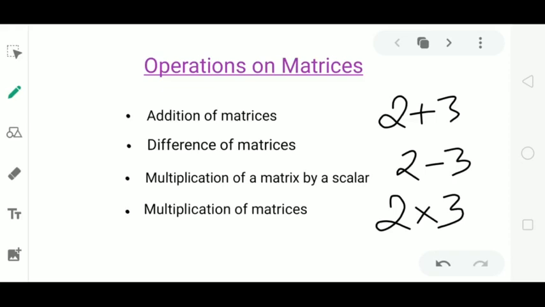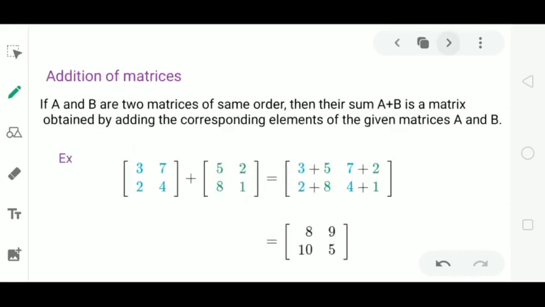Then what operations can be performed on matrices? They are addition of matrices, difference of matrices, multiplication of a matrix by a scalar and multiplication of matrices. Let us see these operations one by one. First one, addition of matrices. If A and B are two matrices of same order, then their sum A plus B is also a matrix which is obtained by adding the corresponding elements of the given matrices A and B.